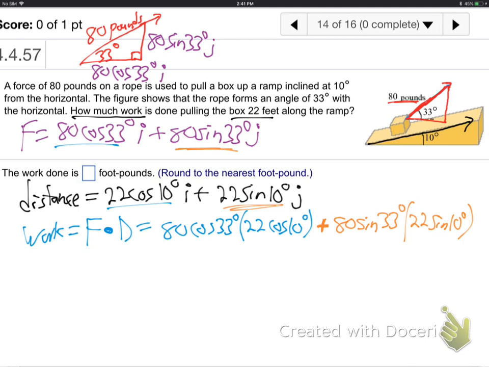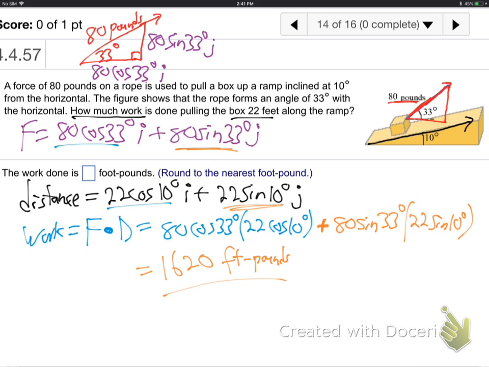I'm getting 1620. Round to the nearest foot pound. So 1,620 foot pounds of work is done. I consider that a lot of work, though I don't know what a lot is. The numbers come out big. Those are big numbers, yeah. It all depends on the units and stuff.